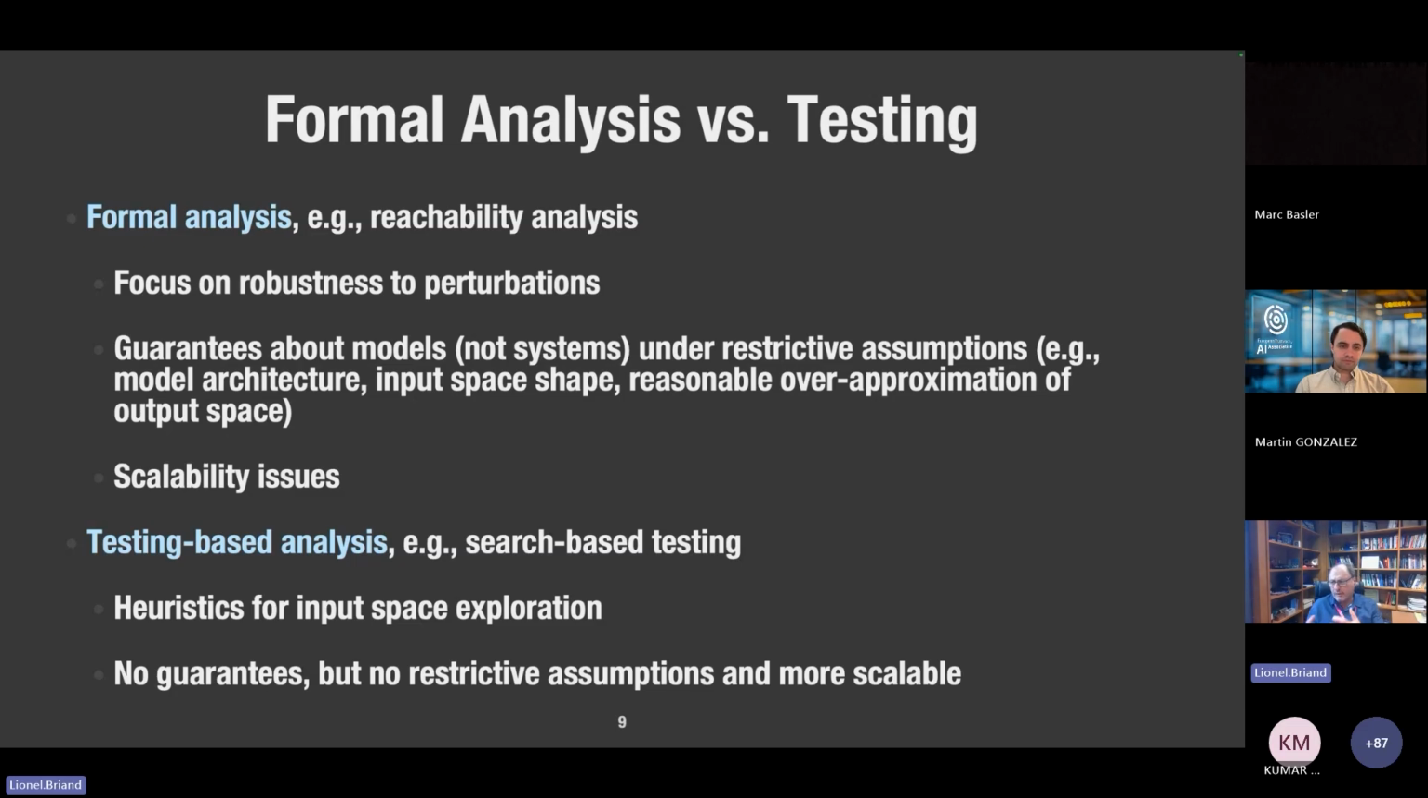And there is another approach, which is what I'm going to focus on today, which is based on testing, that is exercising the model, exercising the system in some way. For example, techniques based on search algorithms, evolutionary computing, or other forms of search-based algorithms. Of course, those are heuristics. They don't provide guarantees. But on the other hand, there are no restrictive assumptions and they tend to be more scalable. And anyway, in practice, when people are dealing with the safety of systems, they rarely reach any form of guarantees. So that's a bit of an illusion most of the time.